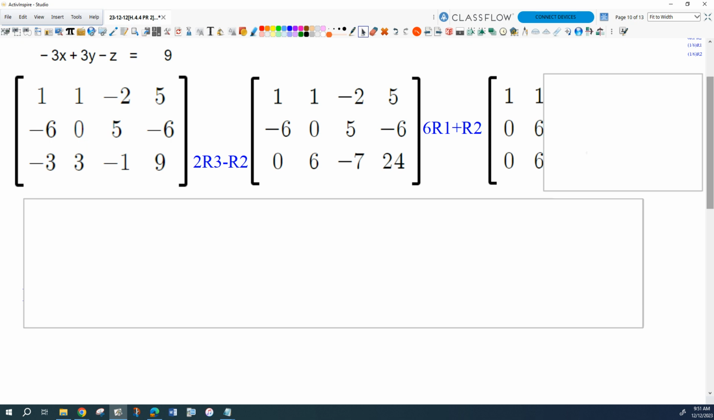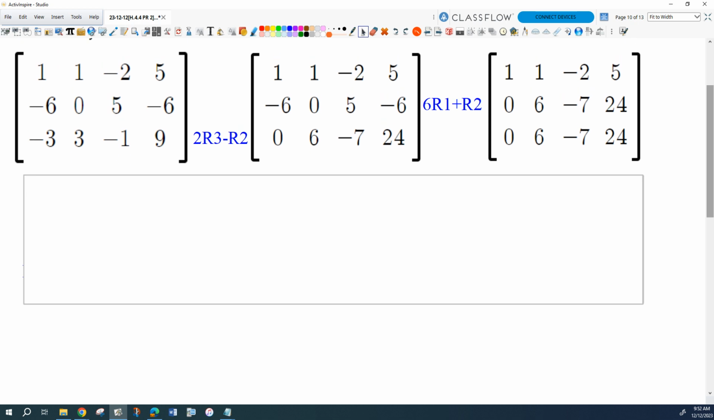6. Good, because I get 6 times 1 plus 0. What's this going to be? -7. Good. 6 times -2 plus 5 is -7. What's that going to be? +24, you mean? Yeah, good. Okay. Now what? So that's good. Look where we are now. We've got zeros there and there. I just need a 1 there, but that's easy. What do I do to get a 0 there?